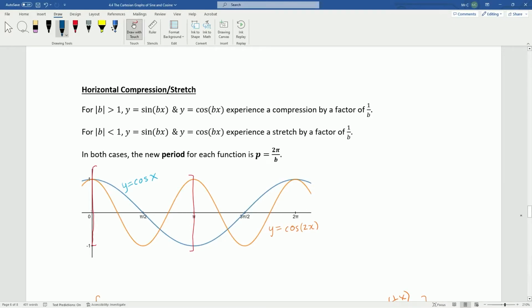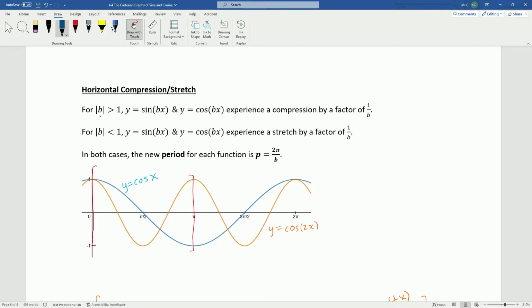Now, we also got to talk about horizontal compression and stretch. So here we're looking at multiples of the x value, just like any other horizontal compression or stretch. So again, all these things with sine and cosine functions work the same way that they work for all other functions. When you multiply x by a value, it's going to cause either a stretch or compression, depending on the value of that constant.